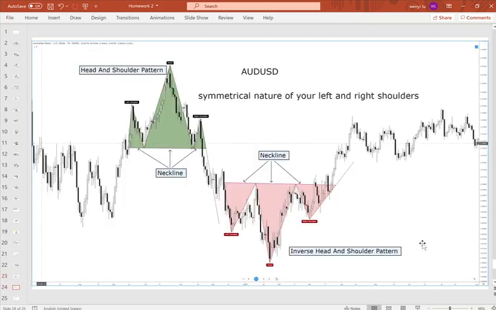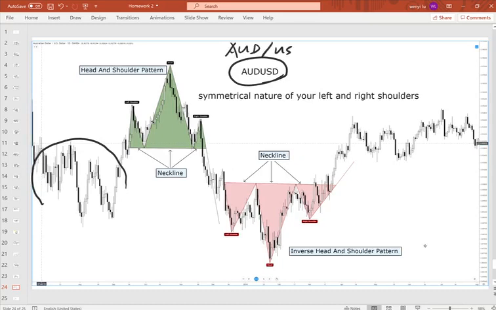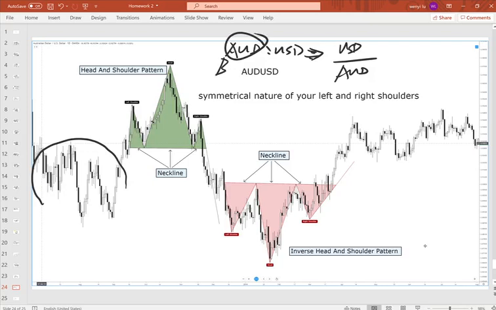For example, this is the Australian dollars to US dollars chart. Australian dollars to US dollars means for one Australian dollar, how many US dollars is it equal to? So the Australian dollar is our base currency, and the US dollar is our pricing currency.